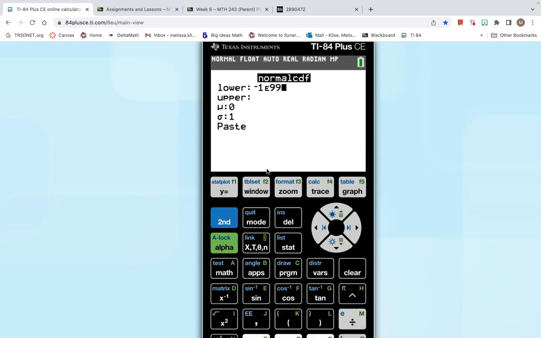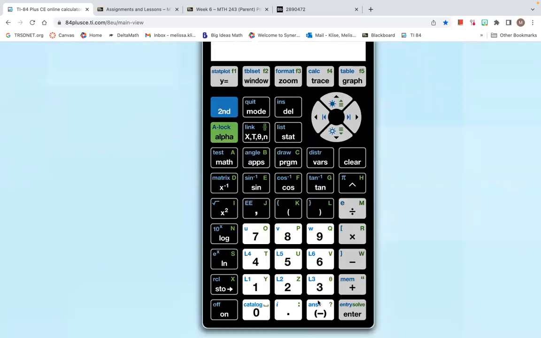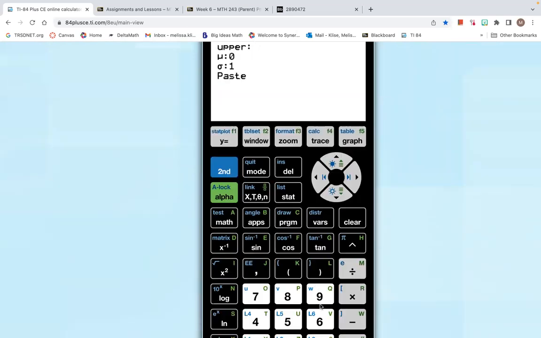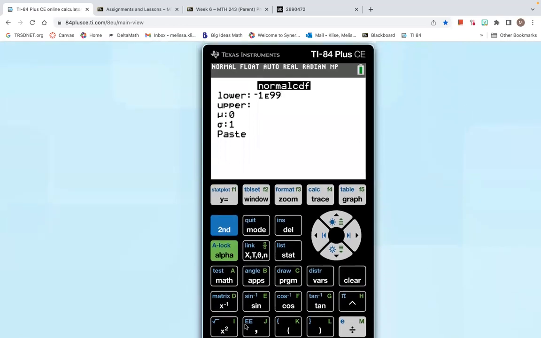Once again, it's negative 1. The negative is this right here next to the enter key. It is not the minus. If you use the minus, it's going to give you an error. So it's this negative right next to the enter key. So negative 1, the E is the blue right above the comma. So you do second comma and then 99. My upper value is 1.33. That is my z-score associated with the 120 IQ. When you are using z-scores, your mean is always 0. Your standard deviation is always 1.